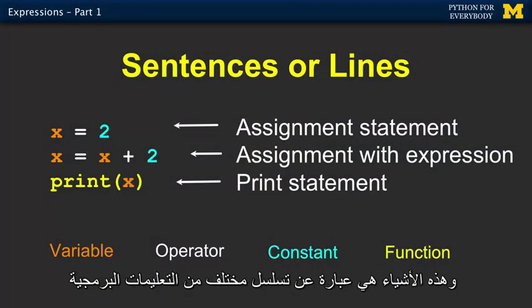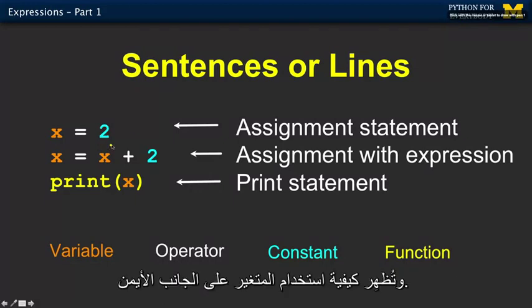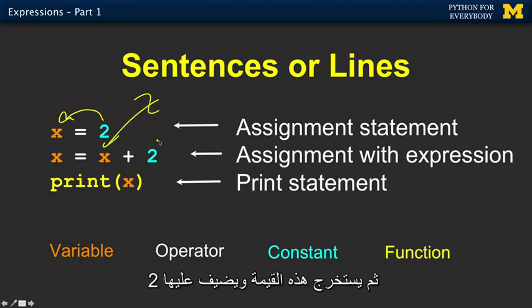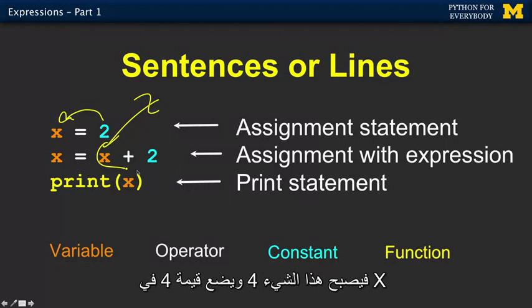And so this is just another sequence of code, and it shows how you can also use the variable on the right-hand side. So put 2 in some memory and label it X. Pull that 2 back out and then add 2 to it. So this little thing here becomes 4, and then stick 4 into X.